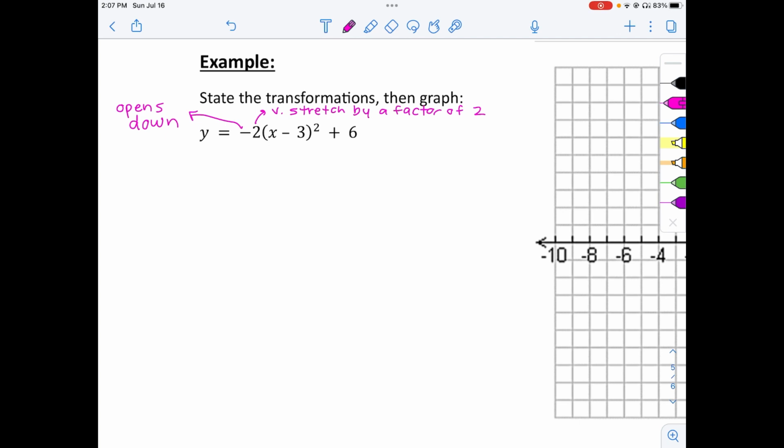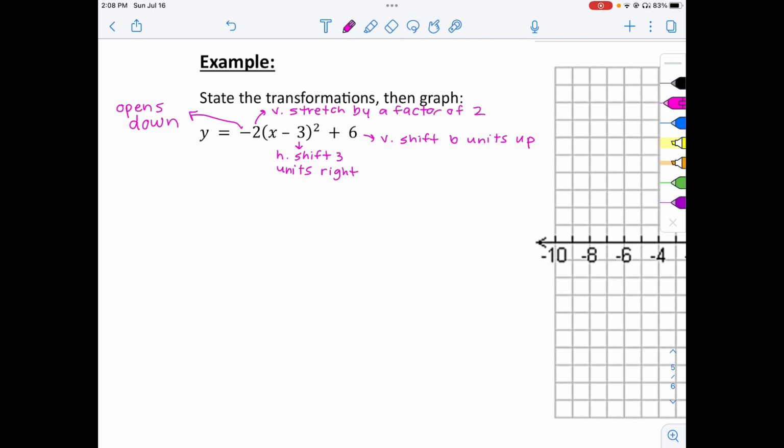My h value, I'm recalling that x's lie, so this is not negative 3, this is positive 3. So this is going to be a horizontal shift 3 units right. And then my k value is telling me that this is a vertical shift 6 units up. Okay, so that's kind of like the correct terminology for how you're going to describe the transformations.